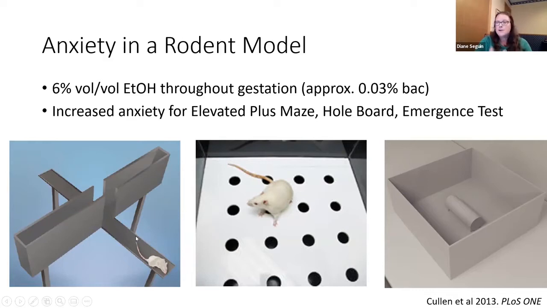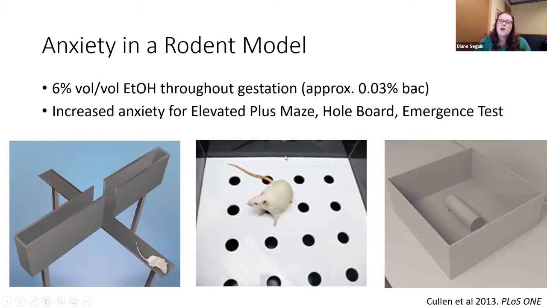So an animal that has higher anxiety-like behaviors will spend more time in these covered arms. In this example here, this rat is not showing very anxious behaviors. He's exploring right to the edge of this quite high maze. The hole board has holes in the board at the bottom of the maze, so an anxious rat will spend more time with his head poking down. And in this test, there's a covered tube in the center, so the animal who's more anxious will spend more time hiding inside the tube than a less anxious animal.